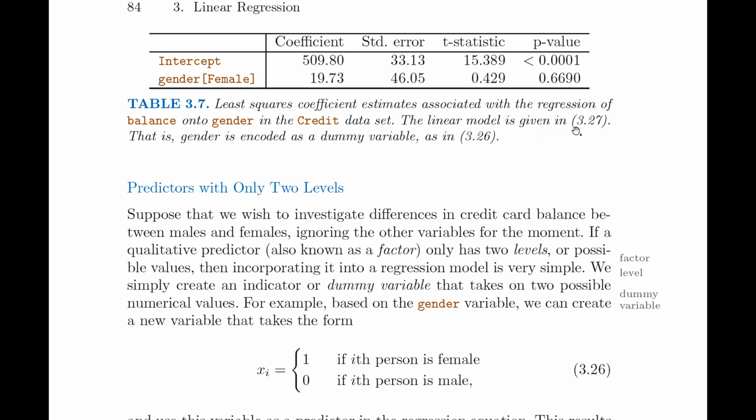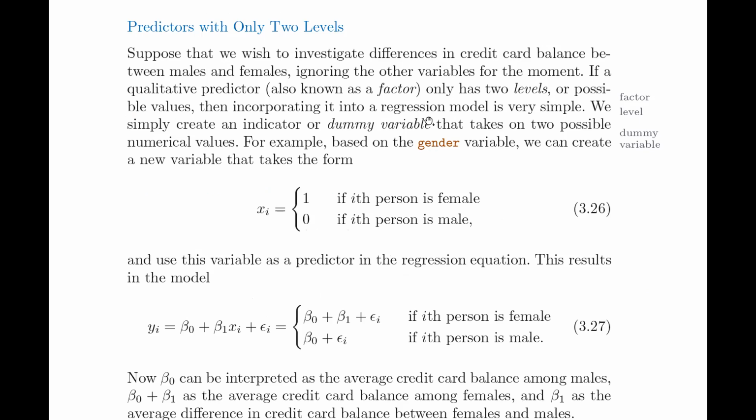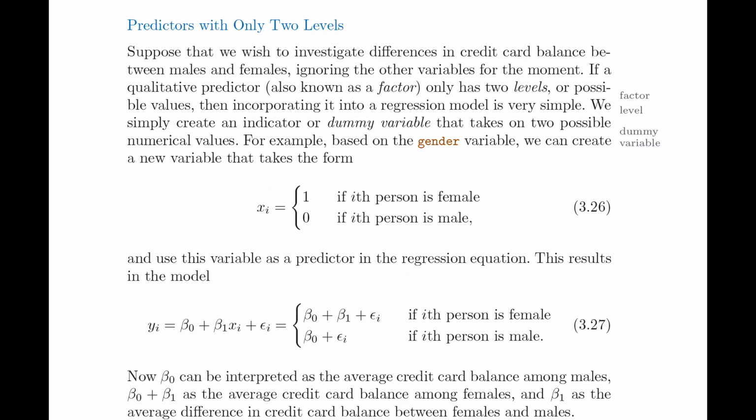The linear model is given in 3.27, so this is when we continue reading on. That is, gender is encoded as a dummy variable, as in 3.26. So let's have a look. Predictors with only 2 levels. Suppose that we wish to investigate differences in credit card balance between males and females, ignoring the other variables for the moment.